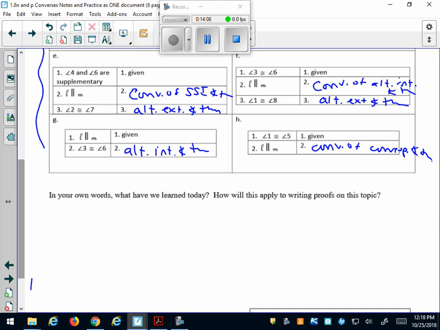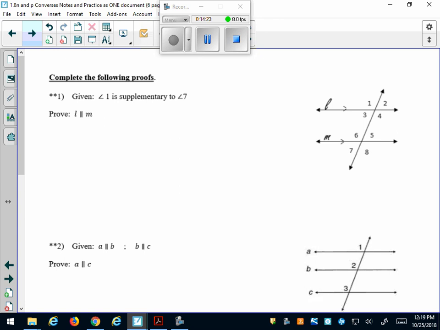Okay, so how is this going to change what our proofs look like? What might we be asked to do now? To do what? To prove that the lines are parallel. Right, so now our proofs are basically going to be proving that the lines are parallel. Sometimes they give you some lines are parallel and they want you to prove other lines are parallel. So it might be a combination of both things going on in your proofs.